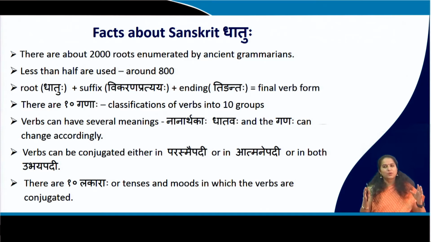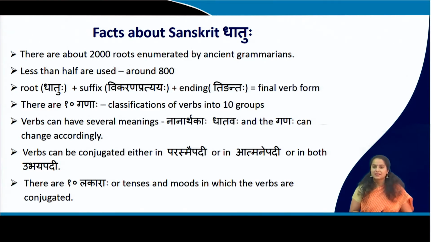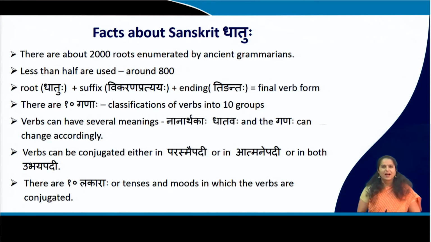So, what are the different components of the Sanskrit verb? The first part is the root or the dhatu, plus the suffix or the vikarana pratyaya that we are now very familiar with, and then the ending or the tingantaha, which will tell us specifically who is doing it, which purusha is doing it, how many are doing it, which vachana it is, and finally what is the tense or the mood, the lakara itself. There are 10 ganas, as we've seen, which are the classification of the verbs into 10 groups. The verbs can have several meanings. They are nanarthakaha dhatavaha, and sometimes depending on which group they are, they carry different meanings altogether.